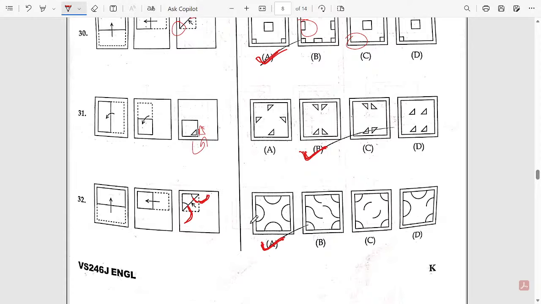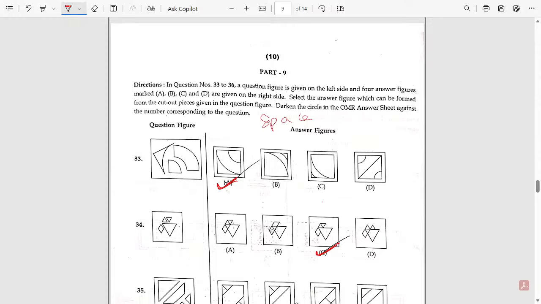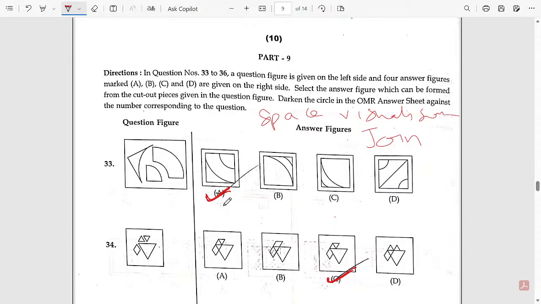This is space visualization. Space visualization means we have to make the figure by joining, right? So here we have to join them and make a figure. If you join here, it will look like option A, not B, because B is bigger. This is big, so not possible. This is also big, and this is totally different, not possible.